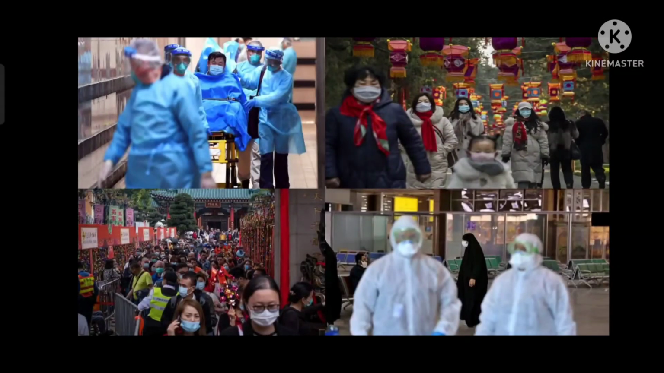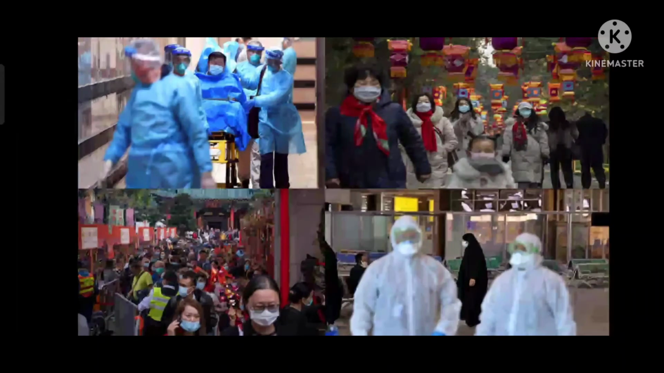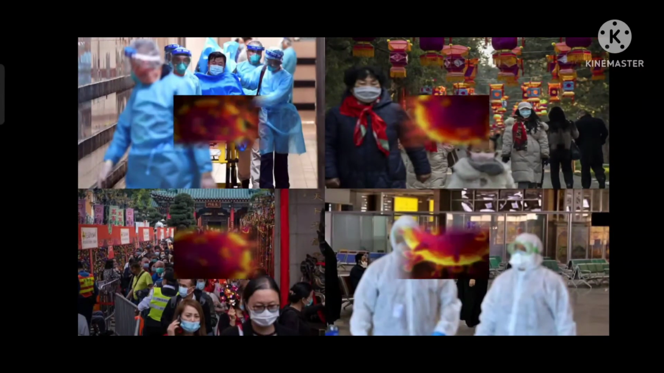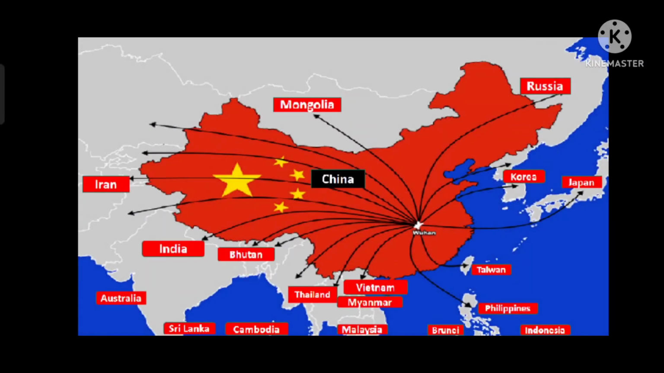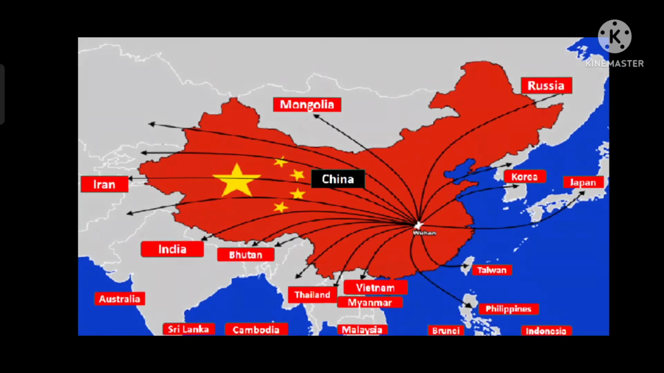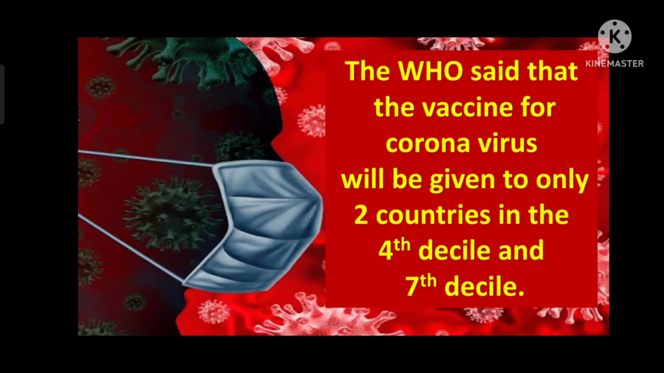Next. What can you see in the picture? Yes, it is during the pandemic. Now, what is this? A coronavirus. We have noticed that the spread of coronavirus is very fast. Now, there are countries that you can notice that are affected by the coronavirus. The WHO, or World Health Organization, said that the vaccine for coronavirus will be given to only 2 countries in the 4th decile and 7th decile.